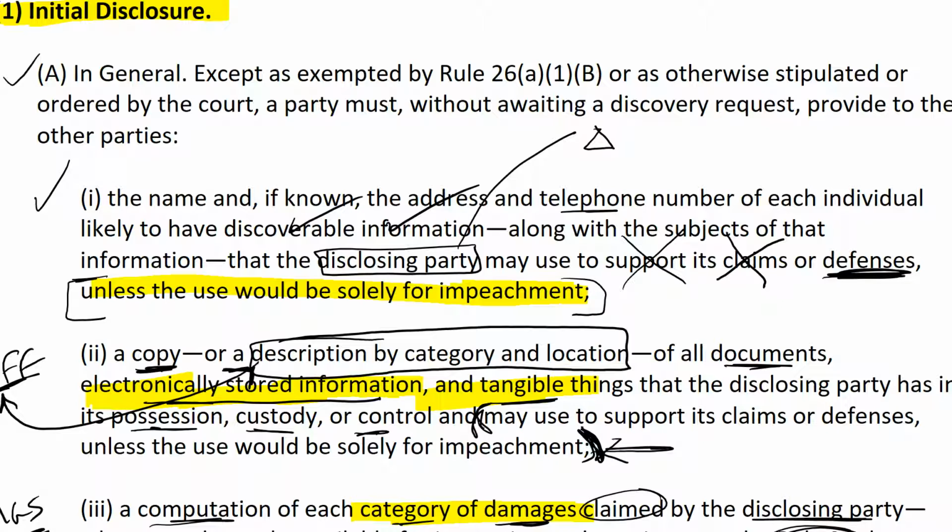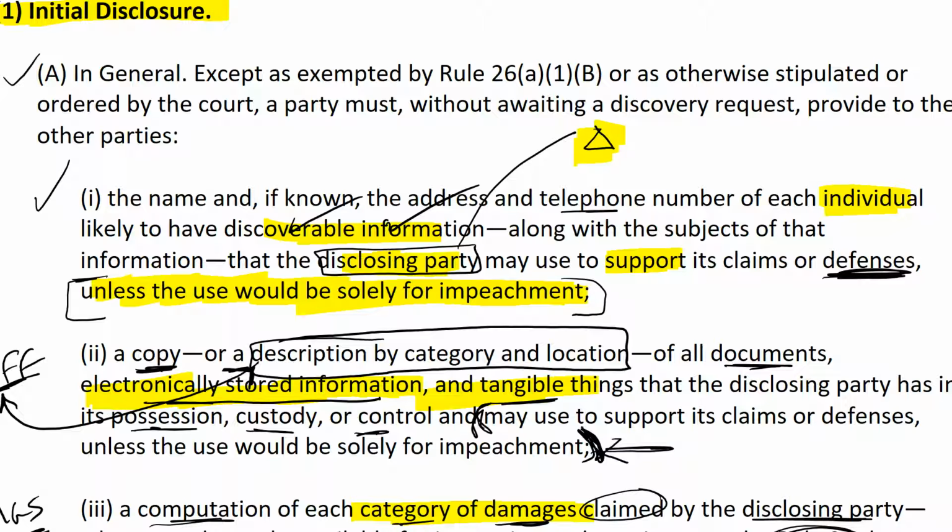All right, so the way the rule works is normally you have to disclose individuals with discoverable information, so long as that information is used to support the disclosing party's claims or defenses, right? Unless the only purpose of that use, the only good reason that the disclosing party, here D, would use that, would be to paint someone else as a liar.